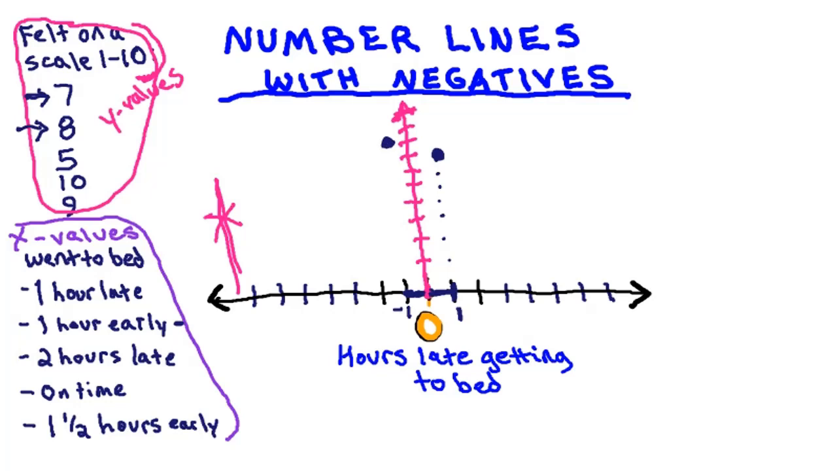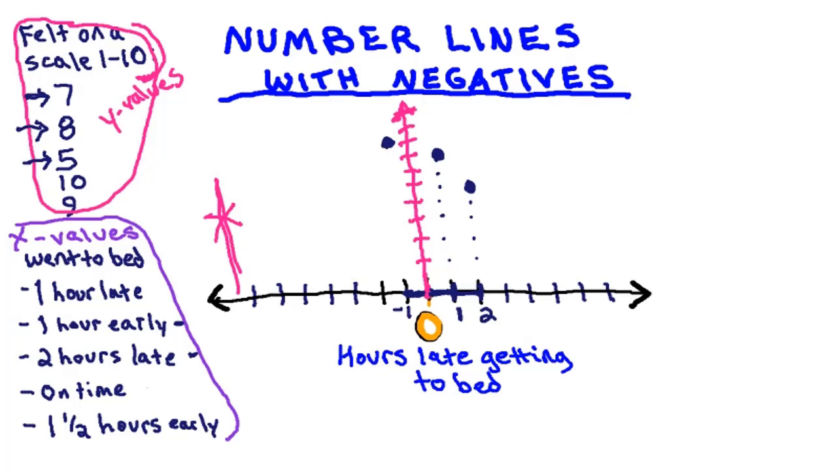So we're going to be -1 on the x-axis and a +8 on the y-axis. And then the next night you went to bed 2 hours late. So that's going to be a 2 positive. So on the x-axis we're going to go out to 2. And you reported that you felt about a 5. Since you went to bed 2 hours late, you only felt about a 5 on a scale of 1 to 10 when you woke up the next day. So 1, 2, 3, 4, 5. So that's going to be right here.